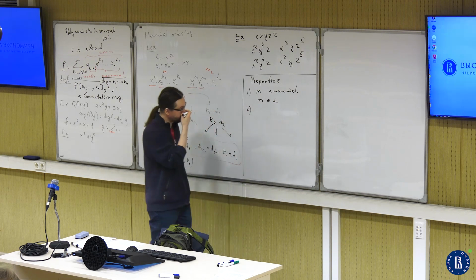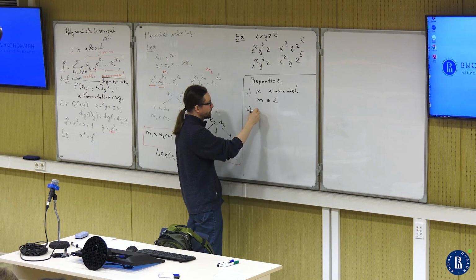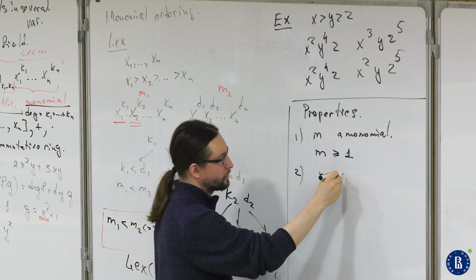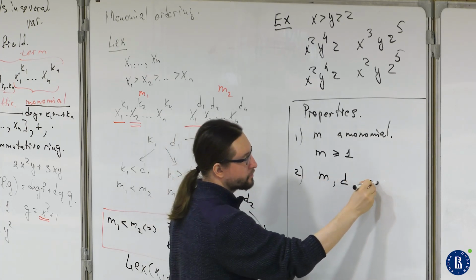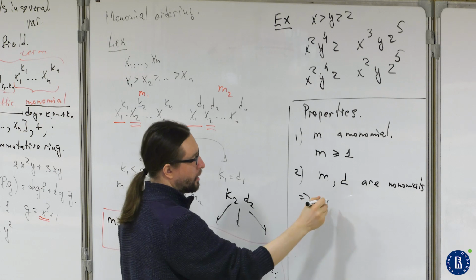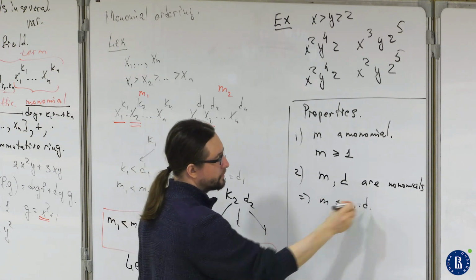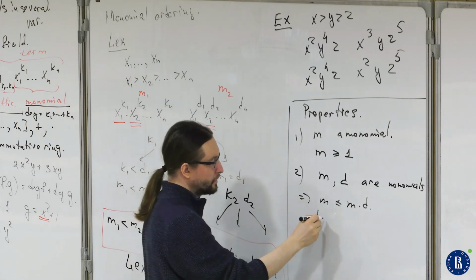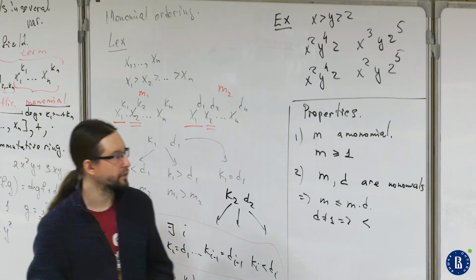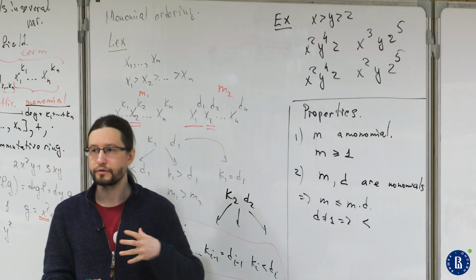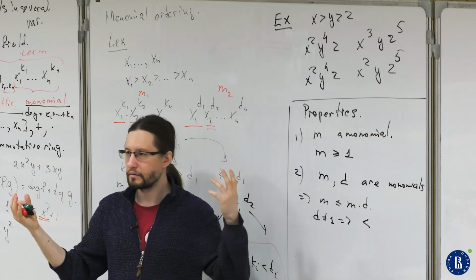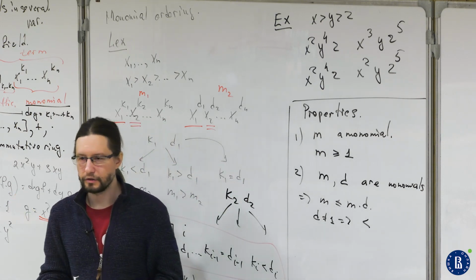Property number 2: if we have a monomial m and a monomial, let's say, d, then m is not greater than m times d. And if d is not equal to 1, then the inequality is strict. Then m is strictly smaller than m times d. So if you take a monomial and multiply it by another monomial, then it can only be higher. It cannot be lower than the initial one.